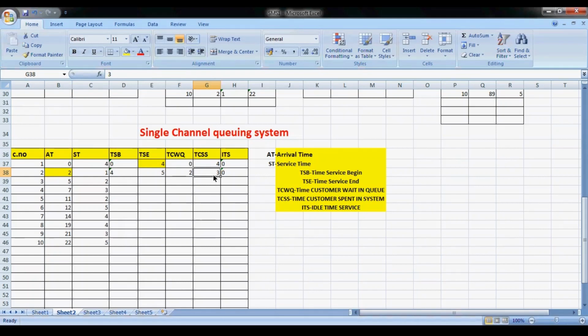Three minutes the customer is going to be spent in a system. Correct. Yes.